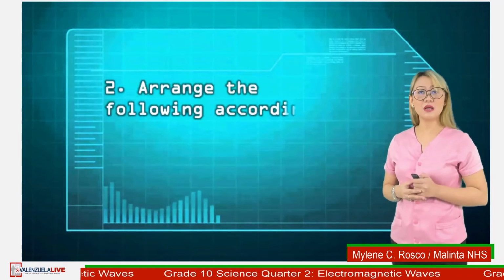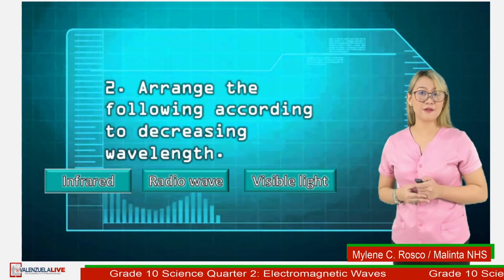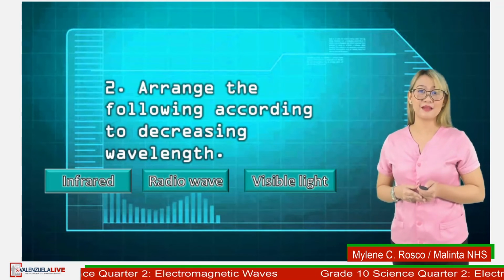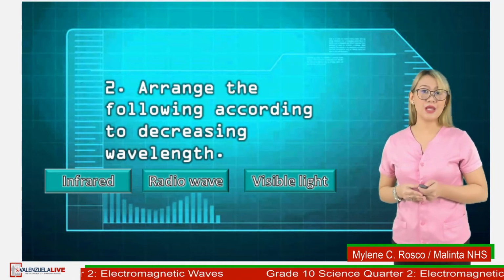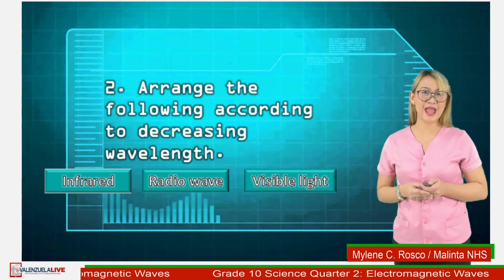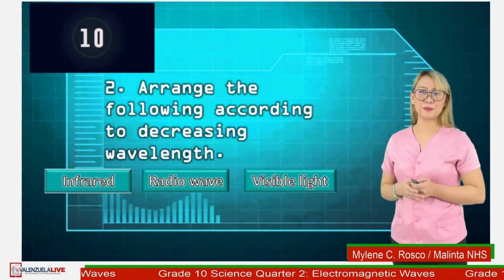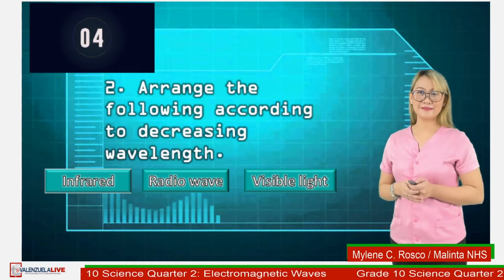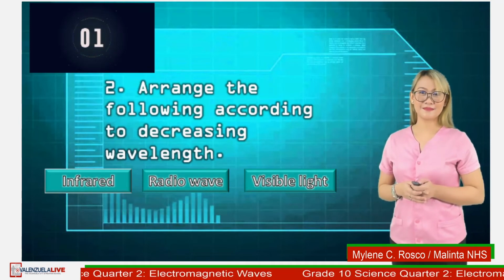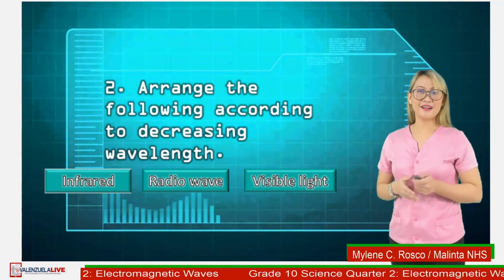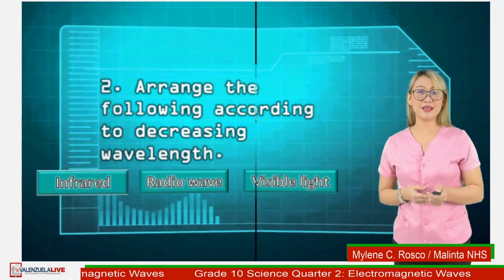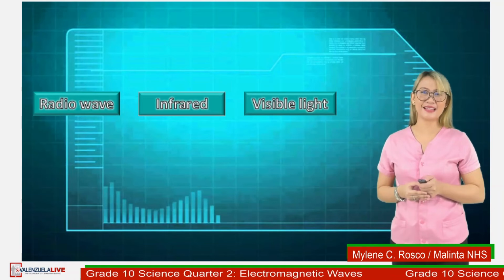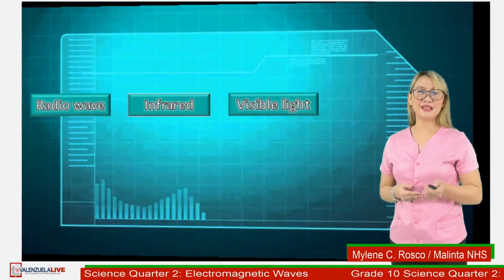Arrange the following according to decreasing wavelength: infrared, radio wave, visible light. Key in your answer. 10 seconds, go. All right, time is up. The correct order is radio wave, infrared, and visible light. Good job, students. Let's have the third question.